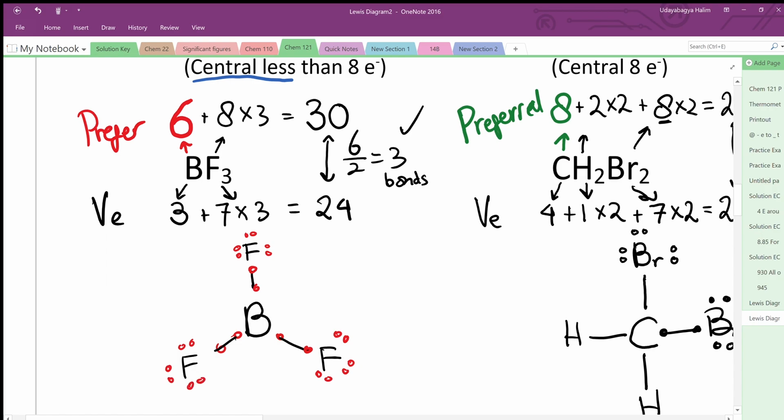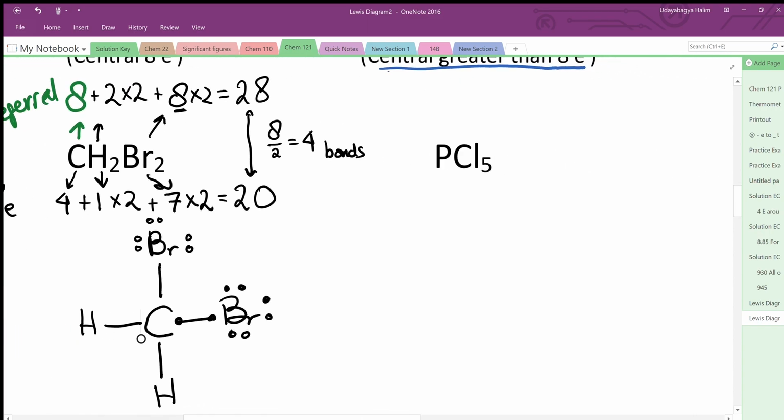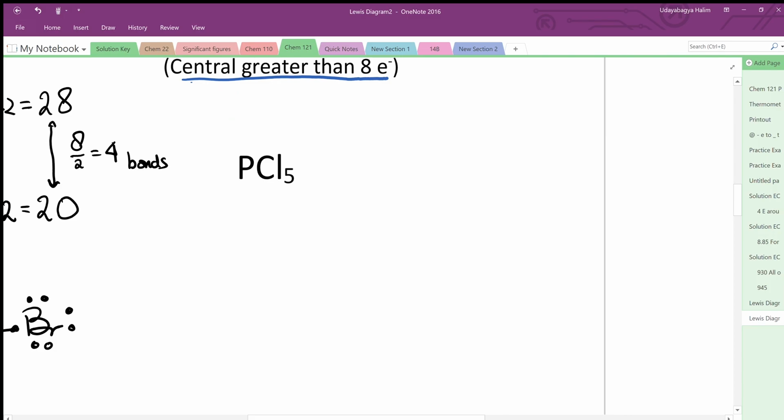And now this is the complete Lewis diagram for BF3. This is less than 8 in the central atom. Now, any questions on the Lewis diagram for now? No? So let's do the harder one, because in this case, PCl5 will have greater than 8 electrons.